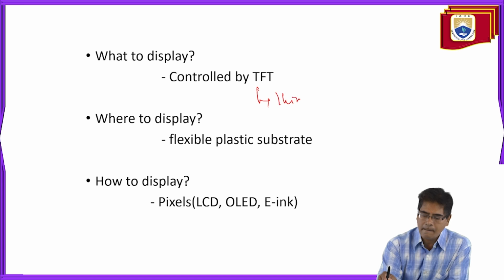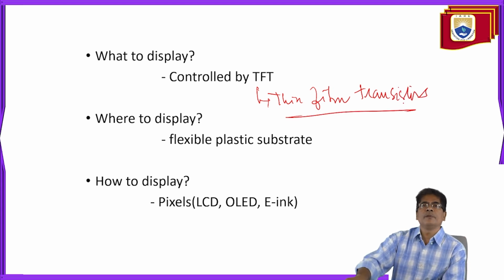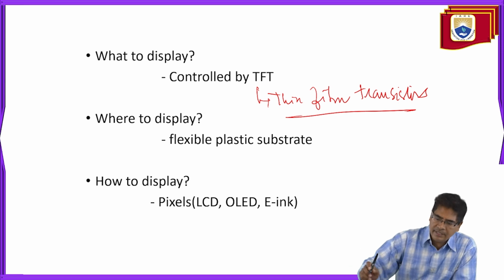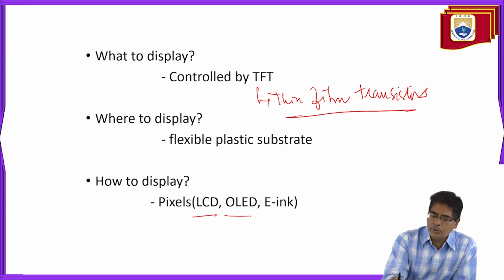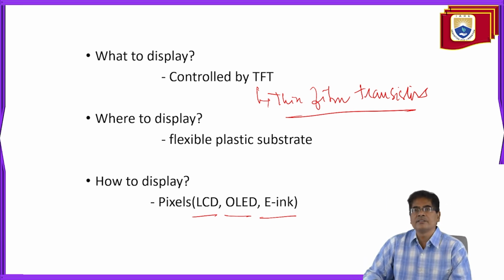Where to display? The place to display is a flexible plastic substrate, and how to display is with pixels. The pixels are made by LCD, that is liquid crystal displays, OLEDs, and E-ink. So these are some of the display technologies where thin film transistors are used.